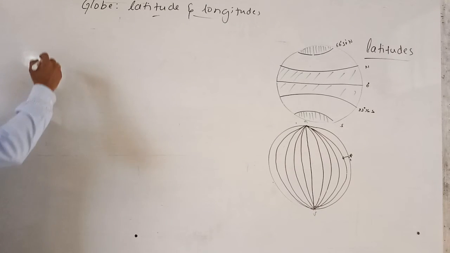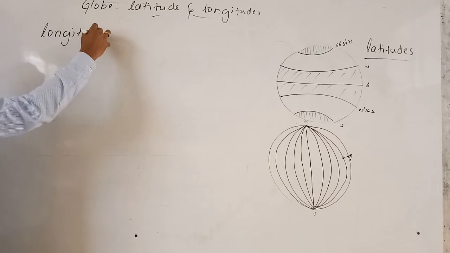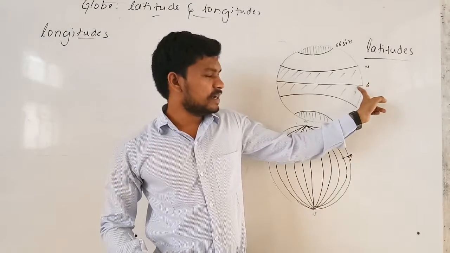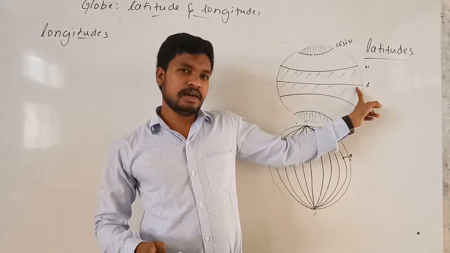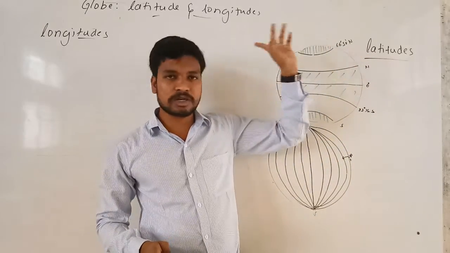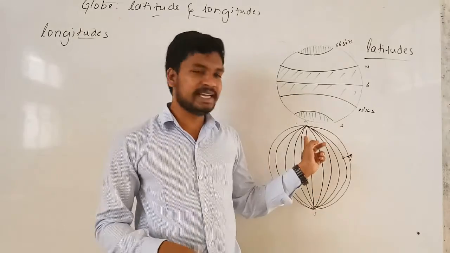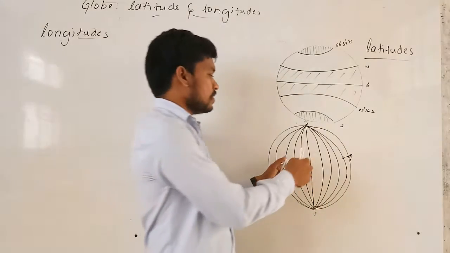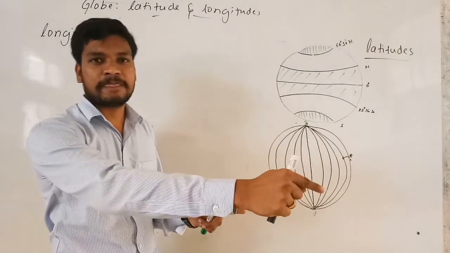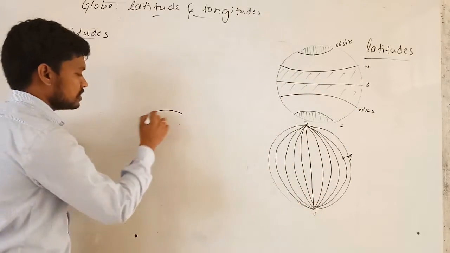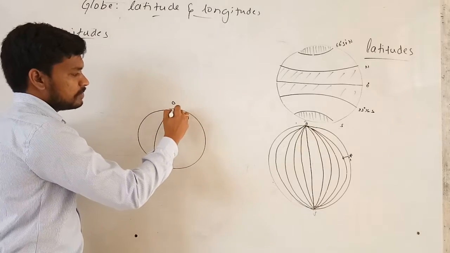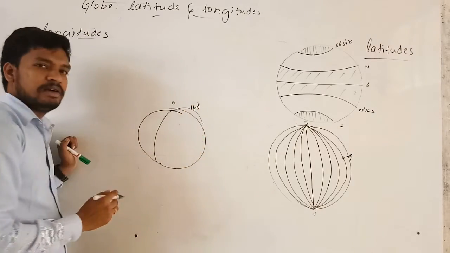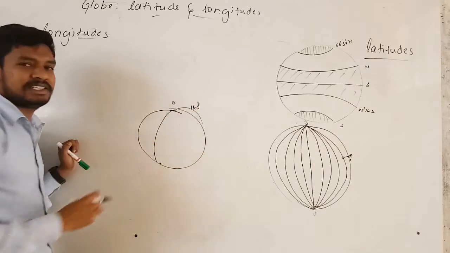As the latitude shows 0 degree as its starting point, and it ends at 90 in the south pole and 90 in the north pole, same like that we have 0 degree in the longitudes. It shows a 0 value. Then afterwards it goes 1, 2, 3 in the western direction, and in the opposite direction it records 180. From there to here, again 180, that means 360.